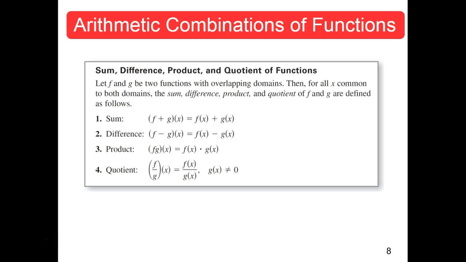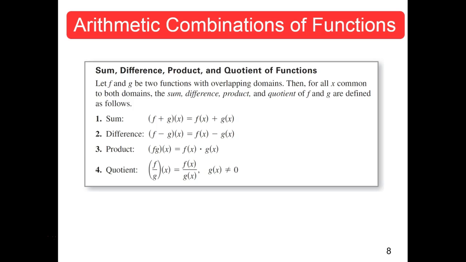So, for the sum, difference, product, and quotients of functions, let f and g be two functions that do have some overlapping domain. If they don't have any overlapping domain, guess what? You can't add them, you can't subtract them, you can't multiply them, you can't divide them. If their domains do not overlap, you cannot deal with them, okay? So let's say we have two that do have overlapping domains. Then for all the x's common to both domains, the sum, difference, product, and quotients of f and g are defined as follows, and it's pretty straightforward, okay?